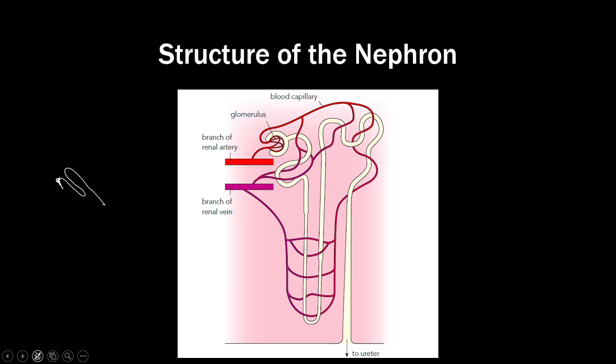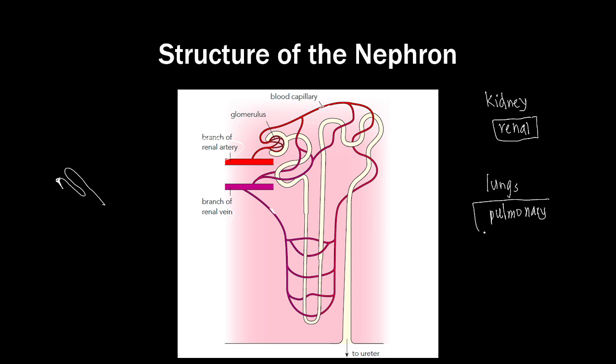Then we need to know the parts of the nephron. We have blood capillaries. These are blood capillaries. We have the renal artery and the renal vein. Now, anything to do with the kidney is called renal. The veins and the arteries are called renal. Similarly, anything that has to do with lungs is called pulmonary, right? That's why this renal here, renal there.